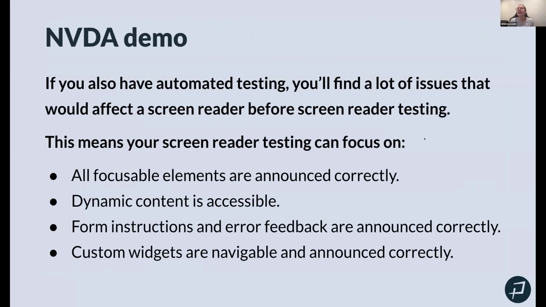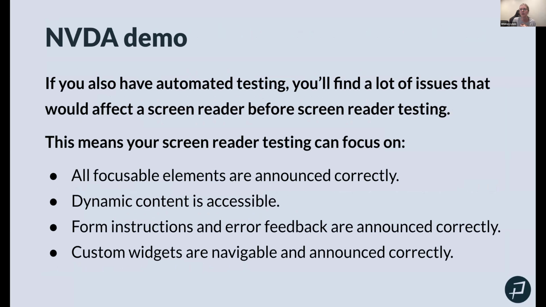Okay, so we will do an NVDA demo. If you have already done automated testing, so this is going back to automated and manual testing work better together, you'll find a lot of issues that would affect a screen reader before screen reader testing. And that's great because that helps you understand what is actually an issue. So this means your screen reader testing can focus on: all focusable elements are announced correctly, dynamic content is accessible.